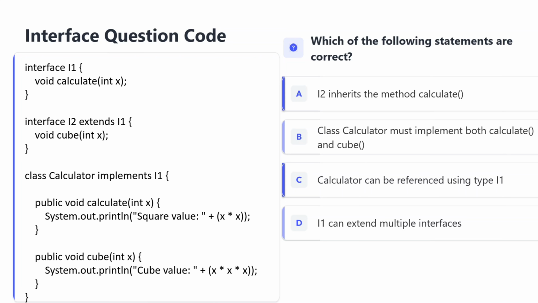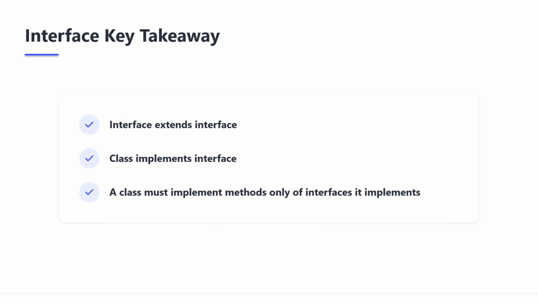Which is false in this scenario, because yes, in Java interfaces can extend multiple interfaces, but this behavior is not shown in the given code. And in an MCQ, we must answer strictly based on the given program, not on general Java features. So the correct options are option A and option C. Alright, let's see the next MCQ.